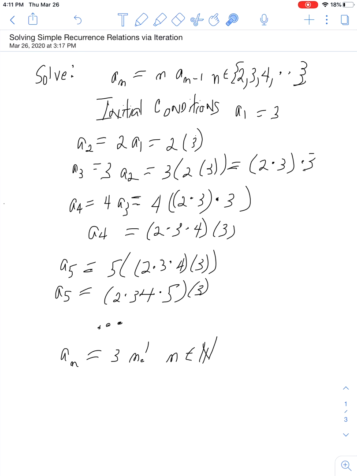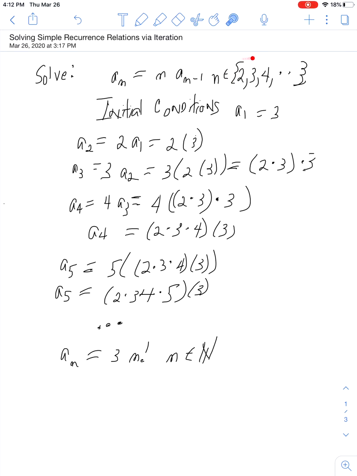And then I look back at all my other terms. A sub 4, that's 3 times 4 factorial when you look up here. A sub 3 is 3 times 3 factorial. A sub 2, well, that can be thought of as 3 times 2 factorial. After I look at that for a while, I decide that my general formula for a sub n is 3 times n factorial.